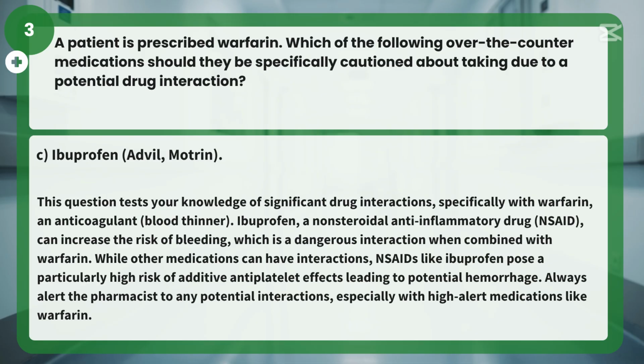Answer: C. Ibuprofen, Advil, Motrin. This question tests your knowledge of significant drug interactions, specifically with Warfarin, an anticoagulant, a blood thinner. Ibuprofen, a nonsteroidal anti-inflammatory drug, NSAID, can increase the risk of bleeding, which is a dangerous interaction when combined with Warfarin. While other medications can have interactions, NSAIDs like ibuprofen pose a particularly high risk of additive antiplatelet effects leading to potential hemorrhage. Always alert the pharmacist to any potential interactions, especially with high-alert medications like Warfarin.